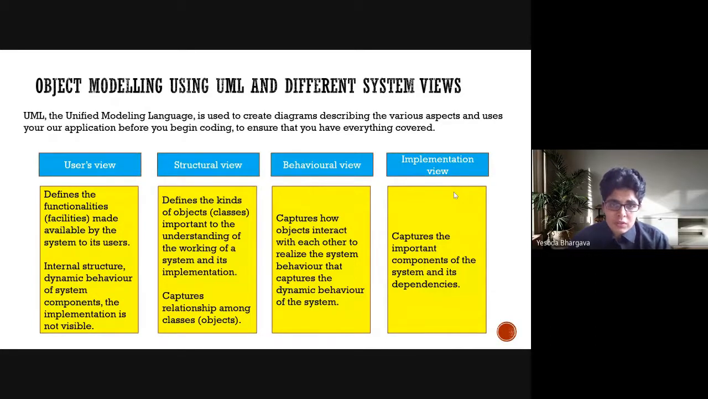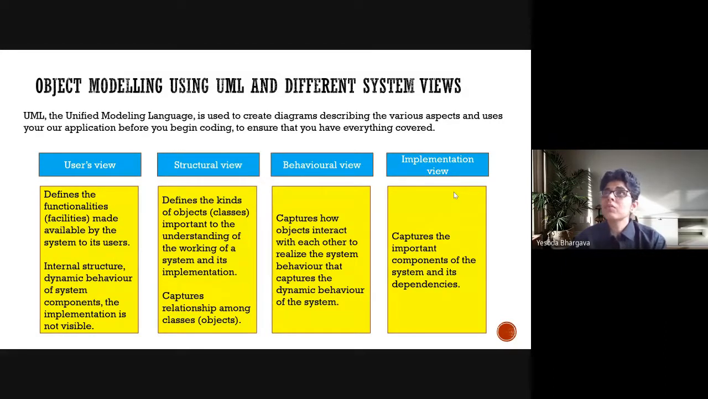In structural view, we define the kinds of objects which are important to the understanding of the working of the system and its implementation. So it's a level deeper from the user's view, and you're trying to actually understand the building blocks, the structure that will make up your entire system. And definitely it demands capturing the relationship among classes.